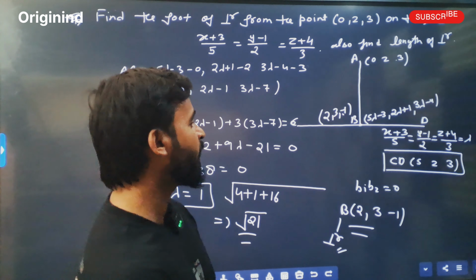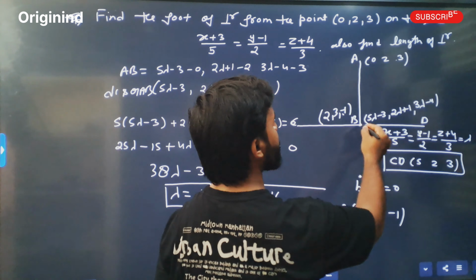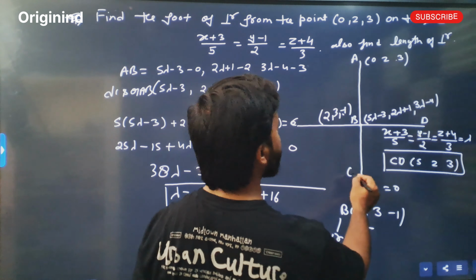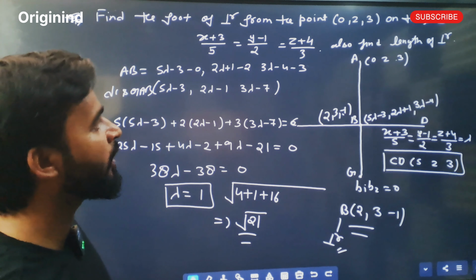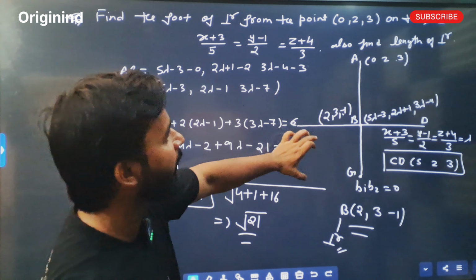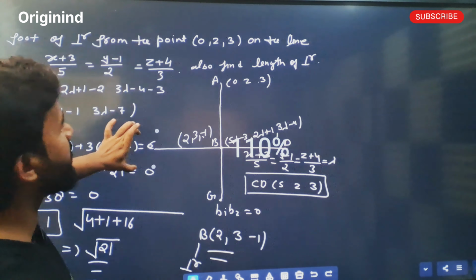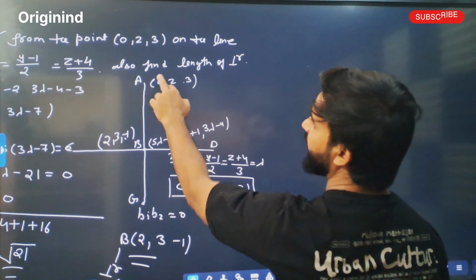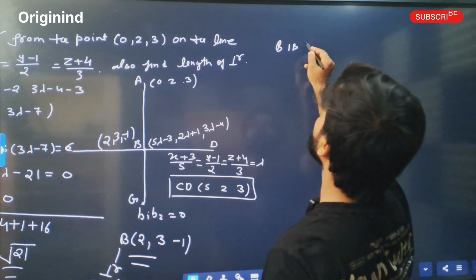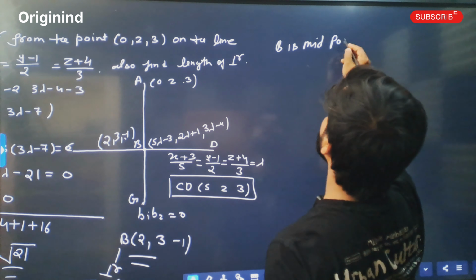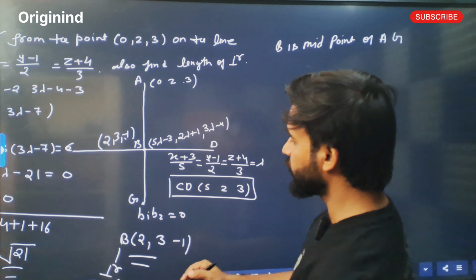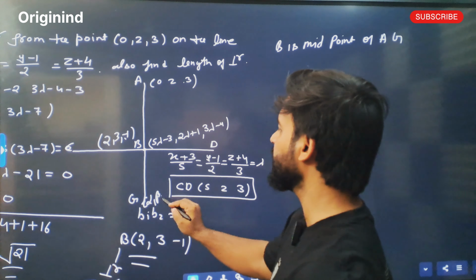Is it clear? Now many times they ask for the foot and the image point. So what is the image point? How to find the image point? Always remember one thing: B is always the midpoint of A and the image point. B is the midpoint of A and G. Think of this point as alpha, beta, gamma.